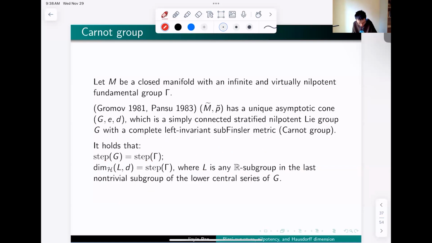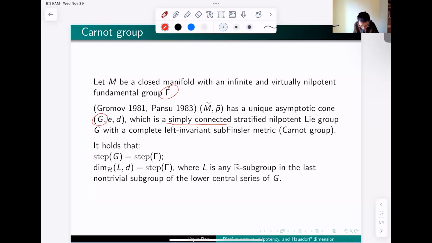And the group structure of Gamma, so that's your fundamental group, is reflected in the limit, this capital G. So there are two ways to see the step of Gamma here. One is you can look at the step of G. Simply connected, yeah, I said that. So they must be the same.